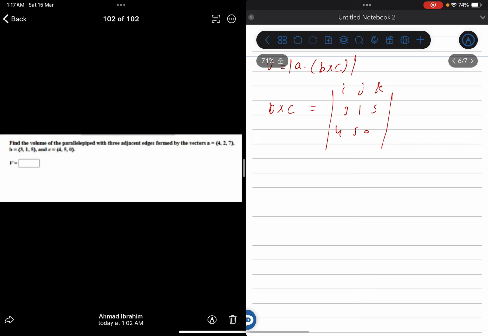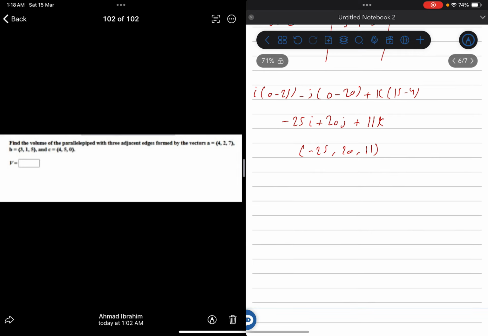So to solve it fast, it will be 0 minus 2, 25 minus J, 0 minus 20 plus K, 15 minus 4. So it will be negative 25, positive 20J plus 11K. Negative 25, 20, and 11.